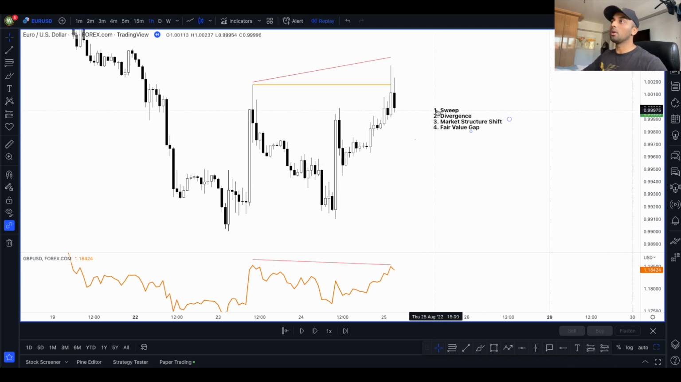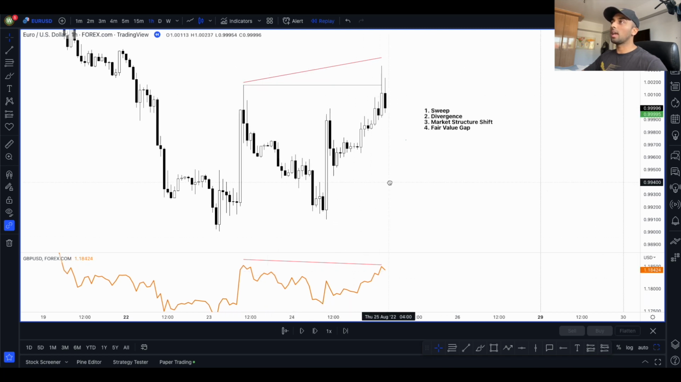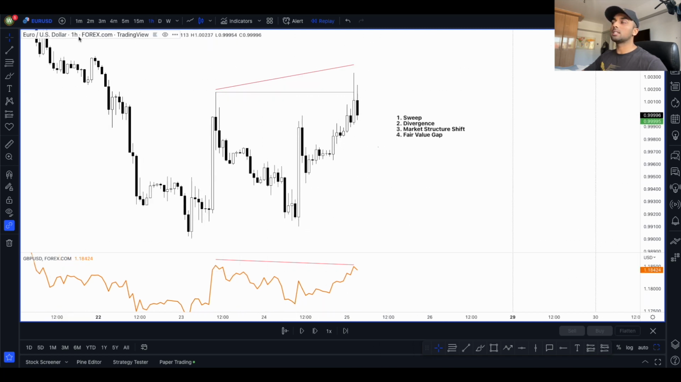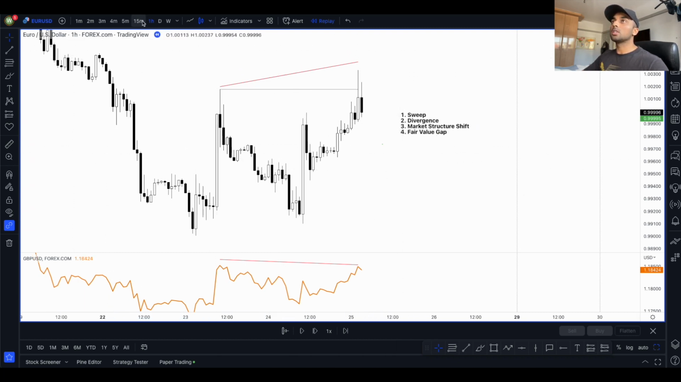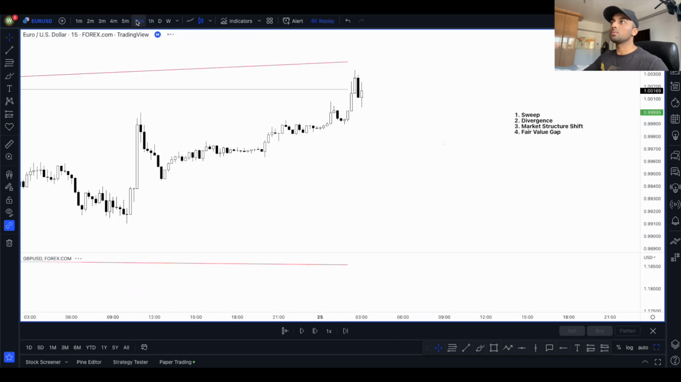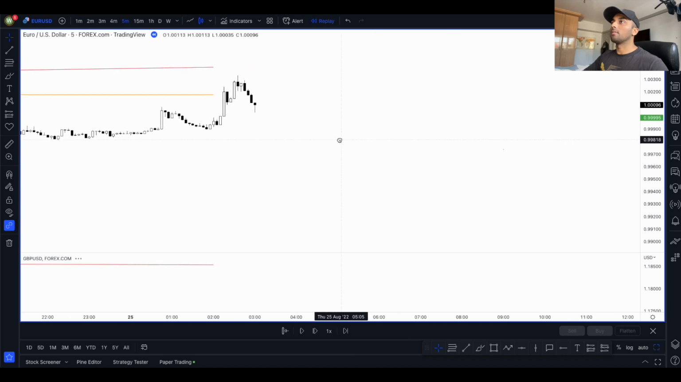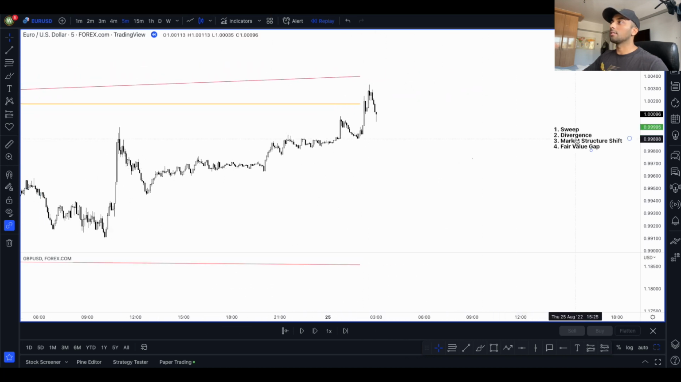So far, guys, we've got a sweep. We can see the sweep of the high, and we've got divergence. Okay, so again, don't forget, this is on the hourly time frame where I'm looking to frame my trades. Now I'm going to go into the lower time frame to explain a market structure shift. So as we can see, we're going to go down to the M5. Okay, so as you can see here, guys, I'm going to move the trade plan.